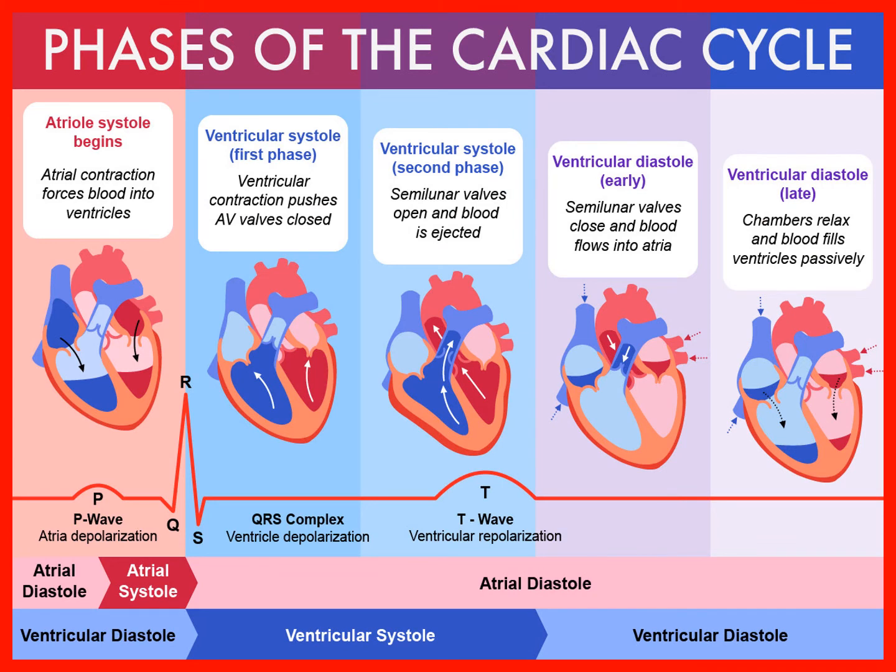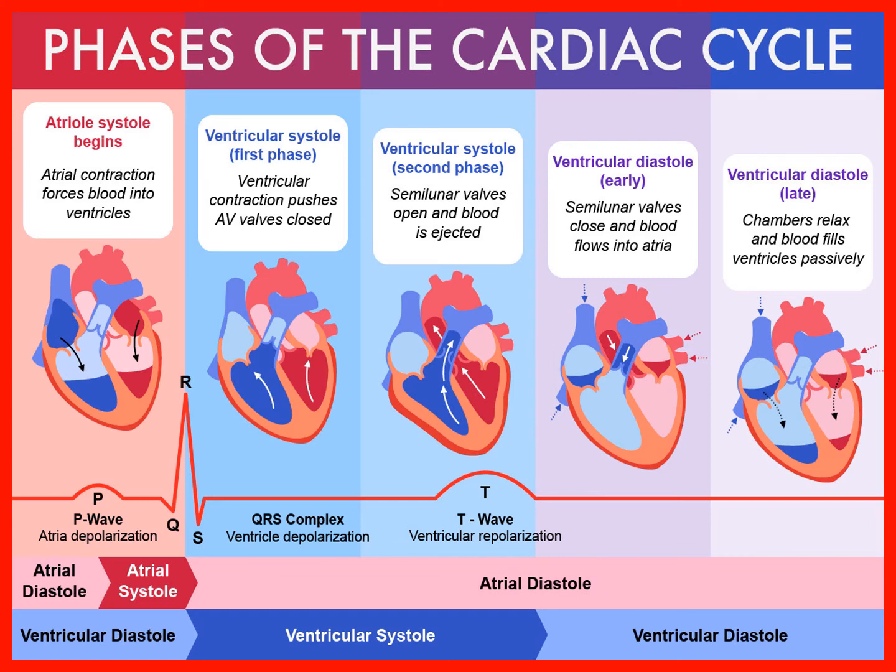And you can see these phases of the cardiac cycle. At the beginning, you've got the P wave, which is atrial systole, where the atria contract and force blood into the ventricles. Then you've got the QRS complex, which is the ventricular systole, and that's when the ventricles contract, and that pushes the AV valves to close due to pressure changes. The semilunar valves then open and blood goes out of the heart, whether it's the left or the right side.